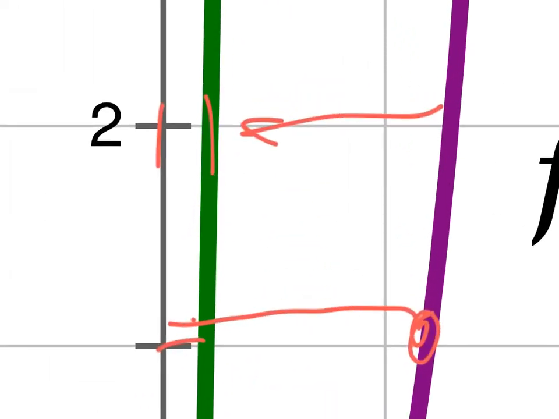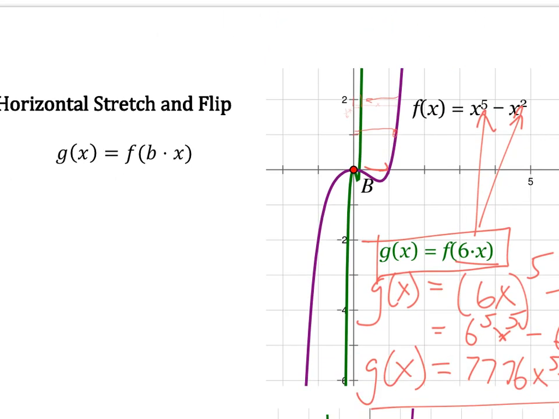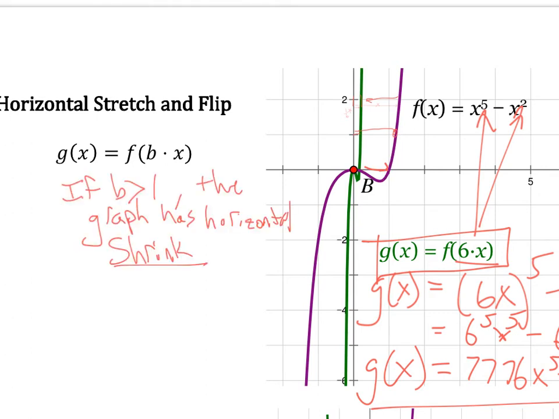Or if this distance here is x, then this distance to the green line would be 1/6 times as big. Okay, so when we multiply, you can see by this green curve, when we multiply by a number larger than 1, it's going to shrink it towards the y-axis. So it has this horizontal shrink.